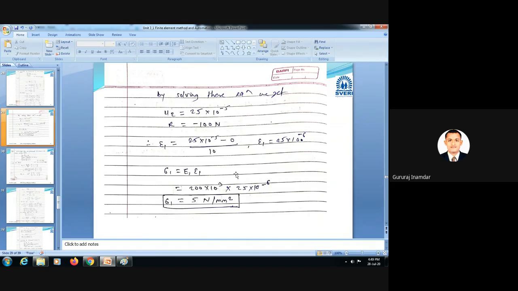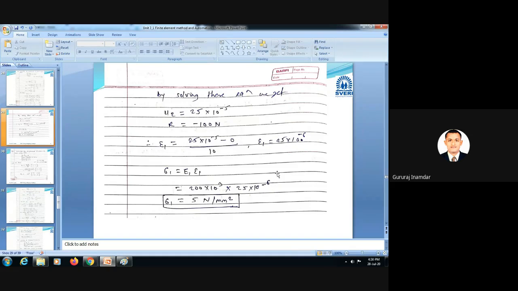In the problem they have given only the stress, but you can calculate the strain directly also. What is strain? Change in displacement upon length. The length is given as 10 mm, and the change in displacement is U2 minus U1. Only one stress is there, because one element is there. So the strain value is 25 into 10 raised to minus 5, minus 0, upon 10, which is 25 into 10 raised to minus 6.